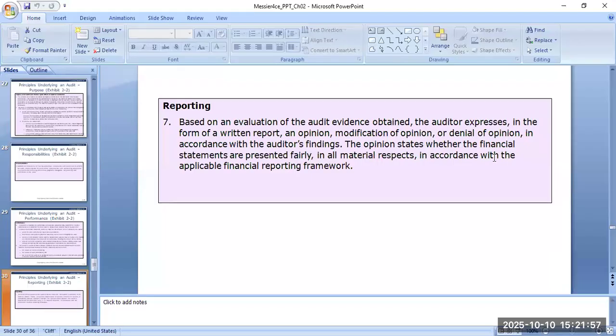The opinion states whether the financial statements are prepared fairly in all material respects in accordance with the applicable financial reporting framework. Now, which framework it is depends on where the audit is conducted. If it's in Canada, it's only for Canadian purposes. The Canadian standard is for international financial reporting standards. It depends on which reporting framework the entity reports.